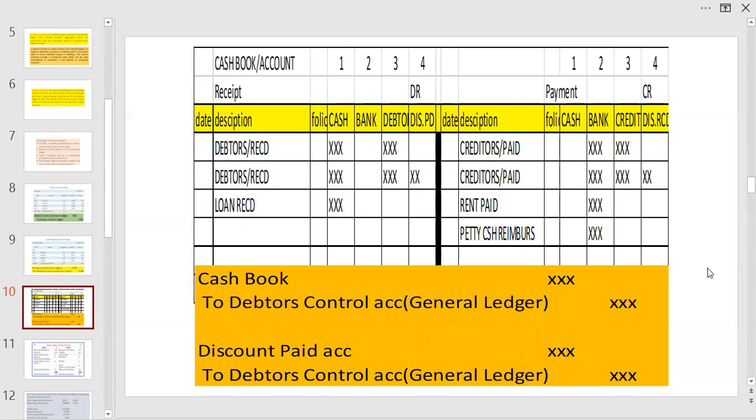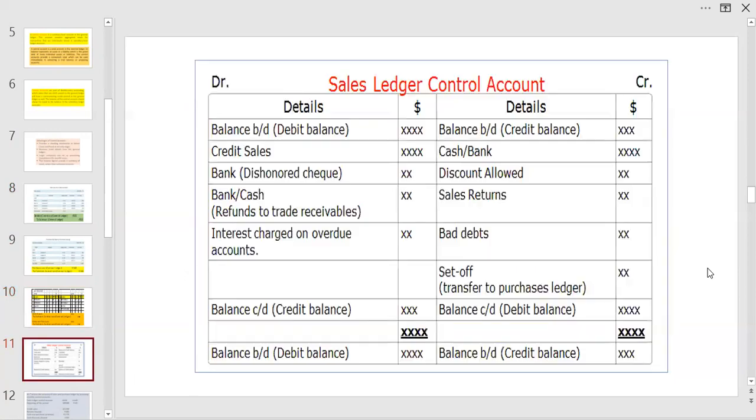Now let us look at a sales ledger control account, a typical account, which in many respects will be the same as a normal debtors account. You would note two unusual entries which we will explain to you later. Credit sales will come from the day book, cash received and discount allowed will be from the columnar cash book. Sales return will come from the sales return day book.